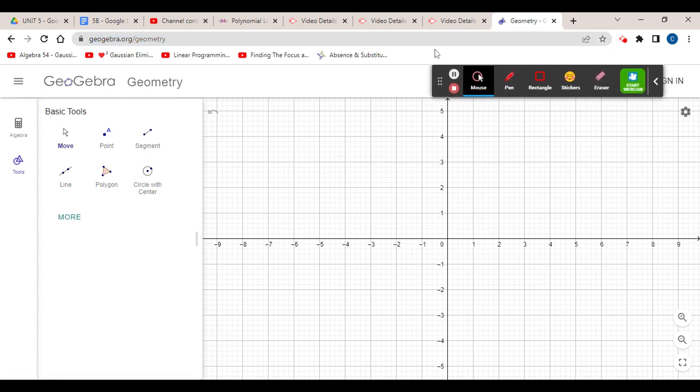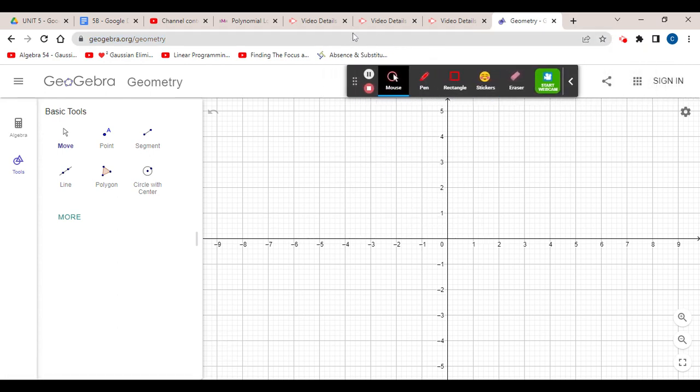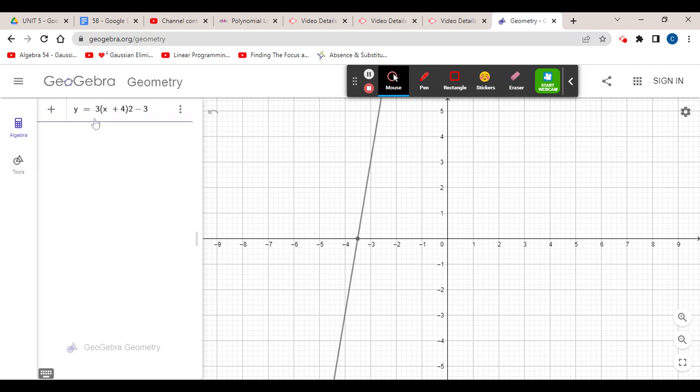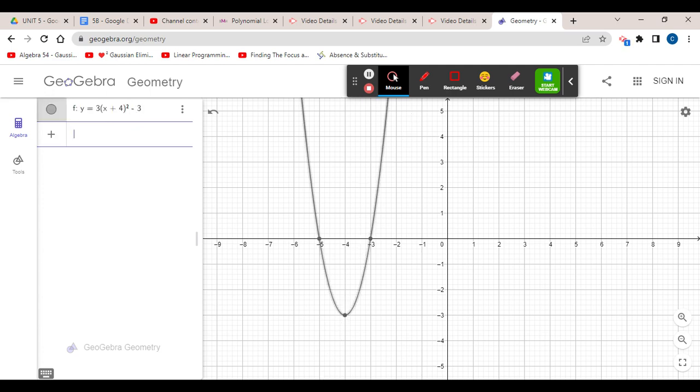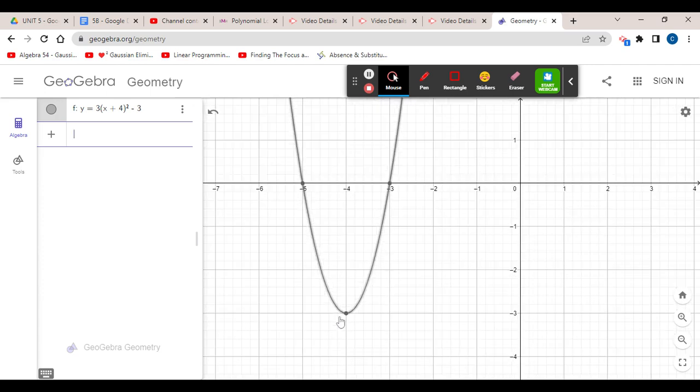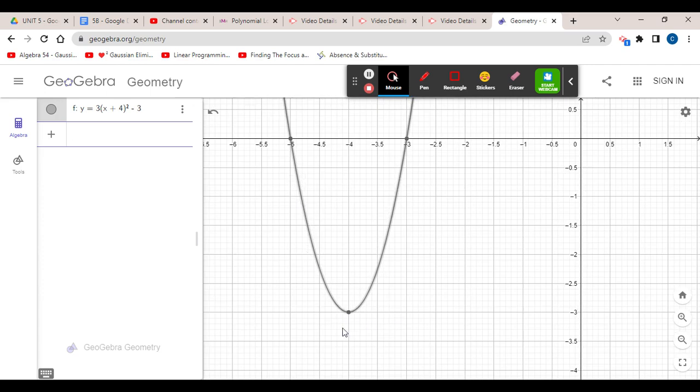Very similar to the Desmos thing, but GeoGebra allows us to do some geometry stuff. We can check the distances as well, which is kind of cool. So we come in here, we'll go to algebra. I'm going to copy my equation just like that. So it's 3(x plus 4) squared minus 3. That gives us our parabola right here.